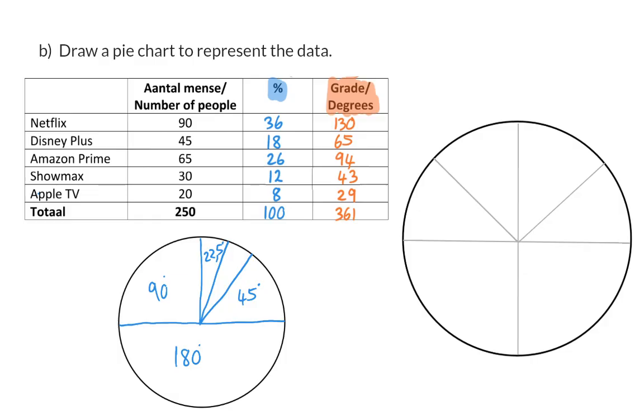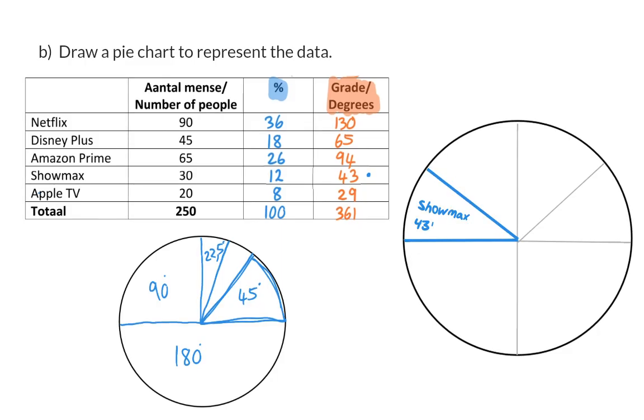I'm going to choose to start off with Showmax because the 43 degrees is very close to 1/8 of a circle's 45 degrees. So my first sector will be that for Showmax, and that is just smaller than 1/8 of the circle. Next, I'm going to indicate Amazon Prime, which is 94 degrees and therefore just a bit bigger than a quarter of a circle, and that is Amazon Prime. 90 degrees plus 45 degrees is 135 degrees.